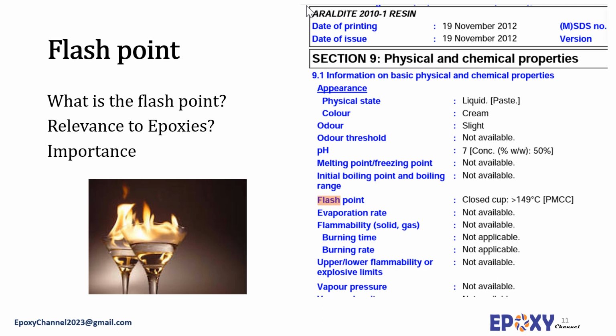Class 2 combustible products have a flash point greater than or equal to 100 Fahrenheit, equal to 37.8 centigrade, but less than 140 Fahrenheit, equal to 60 centigrade. Class 3A combustible liquids have a flash point greater than or equal to 140 Fahrenheit, 60 centigrade, but less than 200 Fahrenheit or 93 centigrade.